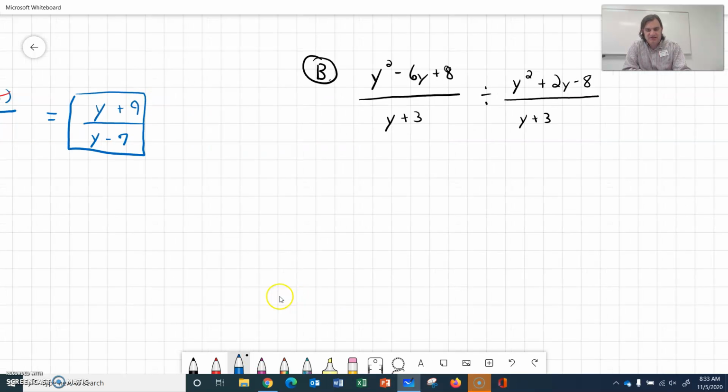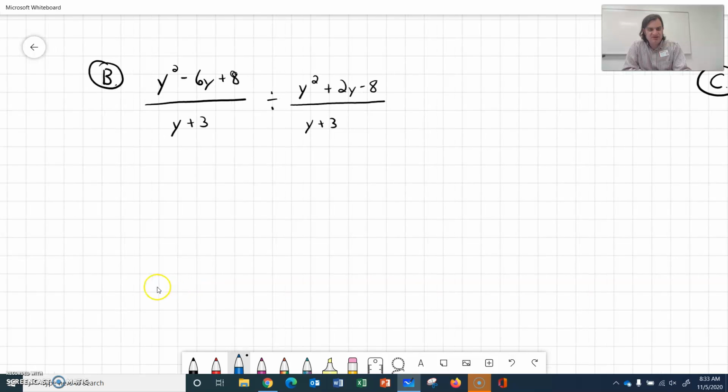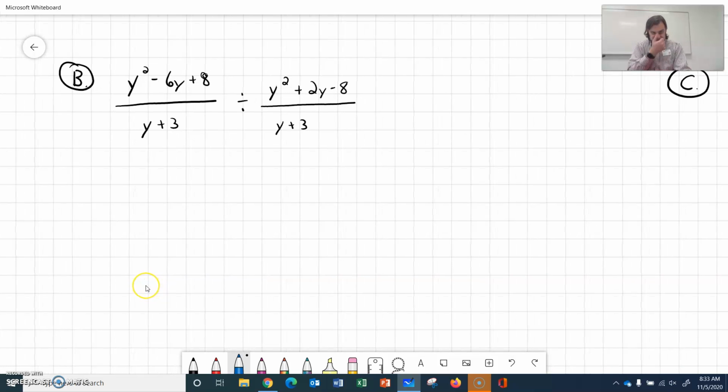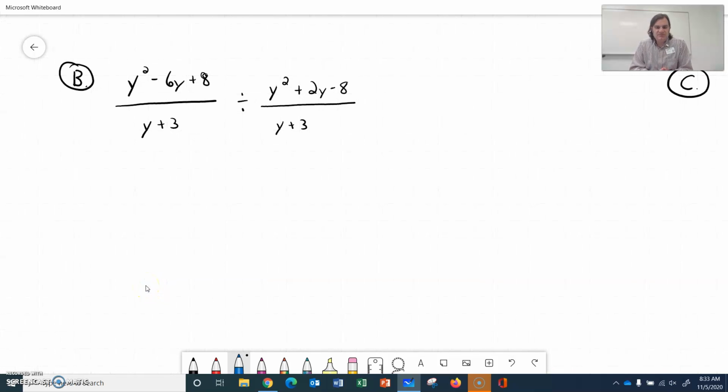Alright, so the second practice problem here, we're going to divide two fractions and then combine and simplify. So the first fraction is numerator y squared minus 6y plus 8, and that's over denominator y plus 3. And that whole fraction is divided by the fraction numerator y squared plus 2y minus 8, denominator y plus 3.